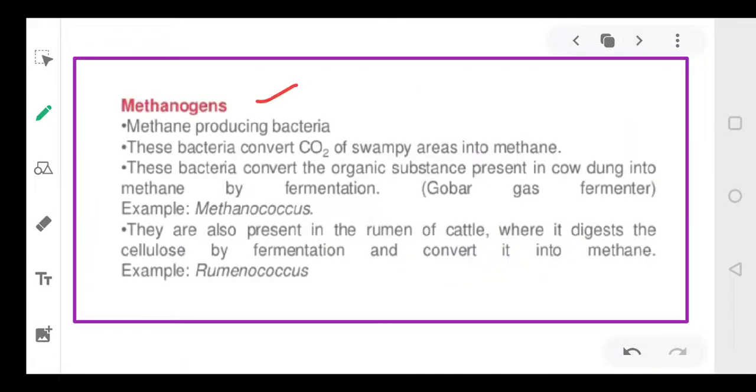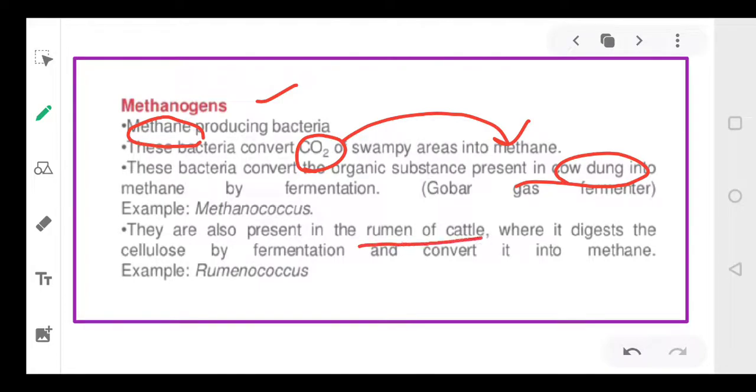First of all, methanogens. Methanogens are the bacteria which produce methane. These bacteria convert carbon dioxide into methane. I hope you've understood. They are present in cow dung, and they ferment the cow dung, and methane gas is released. They are also present in the rumen of cattle, where they help in digesting cellulose.